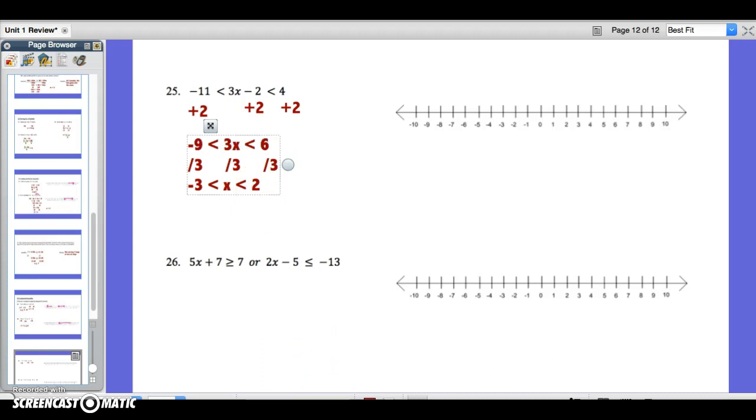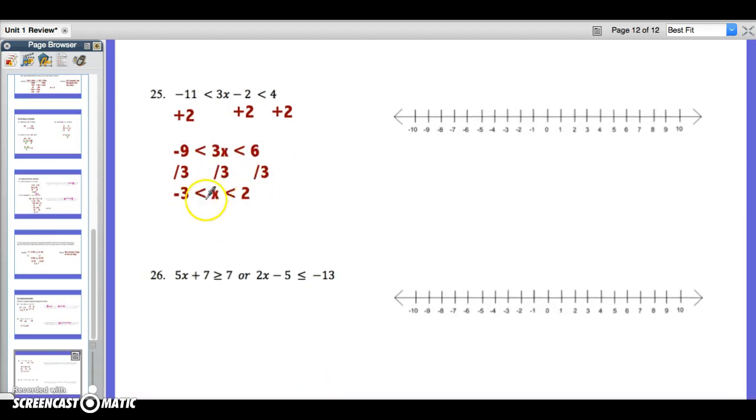Now I'm going to graph this on my number line. Because this does not have an equal to symbol underneath it, it's going to be an open dot at negative 3. And this one does not have that equal sign underneath either, so it's going to be open at positive 2. Then I'm going to combine those because x is between those two quantities. So here's my line.